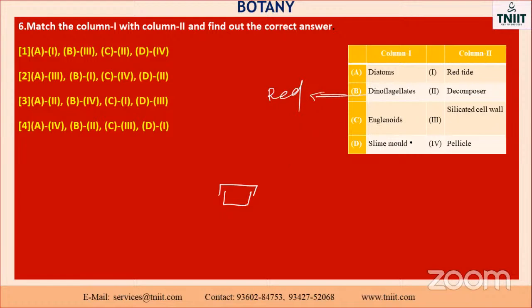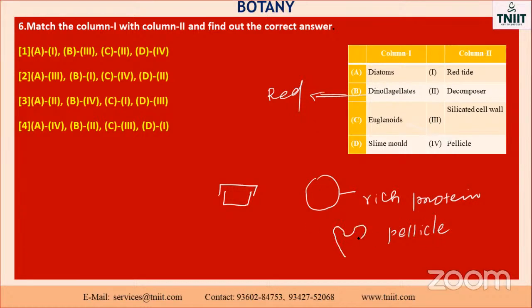Okay. And then the third one is euglenoid. It is called pellicle, because in euglenoid the outermost layer is made up of protein-rich molecules. They are collectively called pellicle. Euglenoid. The structure will be like this, symbol like this. Okay. And then slime mold. Slime mold is also one of the decomposers. Which one is the correct option?